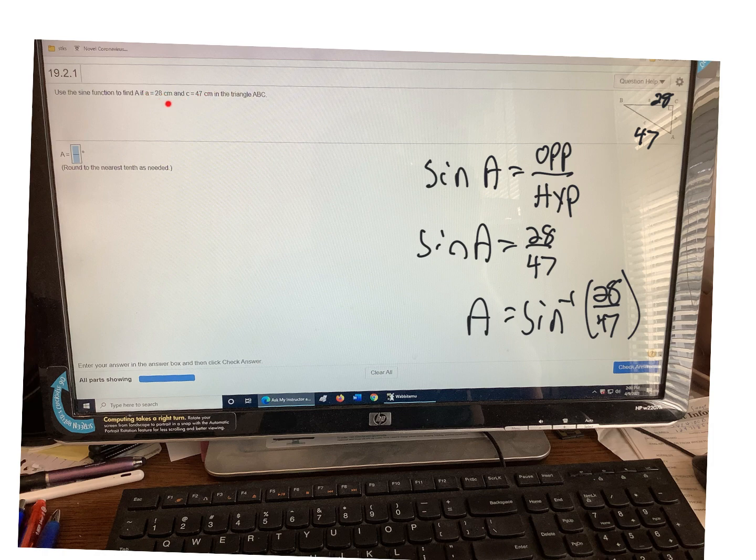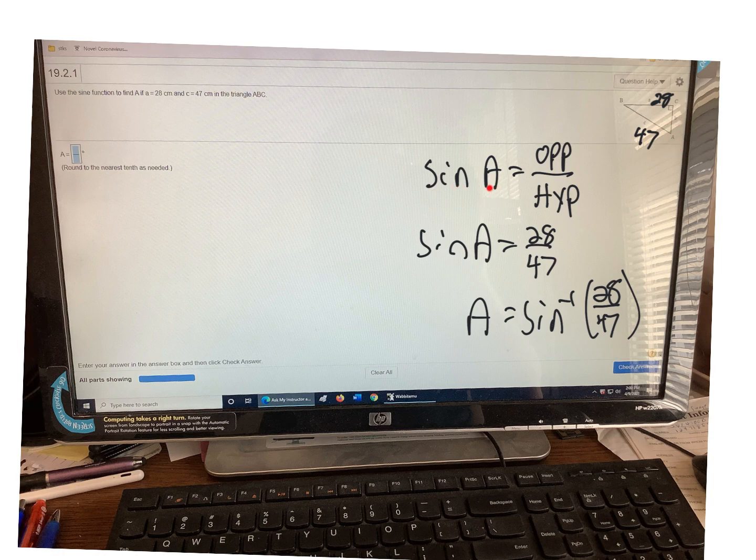Little a, which means the length of side A is 28 centimeters, and little c, lowercase c, the length of the hypotenuse, is 47. So I labeled those two. This is A here, the length of this side is 28 centimeters. This lowercase c, the length of it is 47. You want to find this angle here, A.